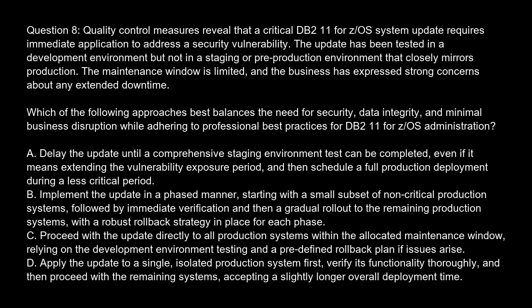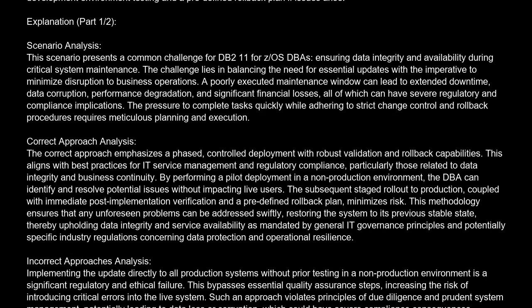Option D. Apply the update to a single, isolated production system first, verify its functionality thoroughly, and then proceed with the remaining systems, accepting a slightly longer overall deployment time. The correct answer is C. Proceed with the update directly to all production systems within the allocated maintenance window, relying on the development environment testing and a predefined rollback plan if issues arise.